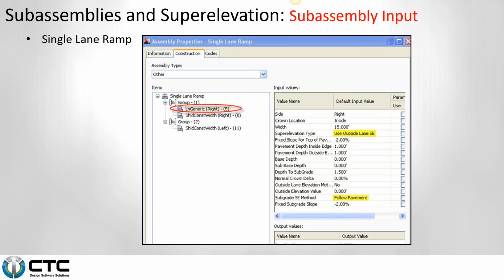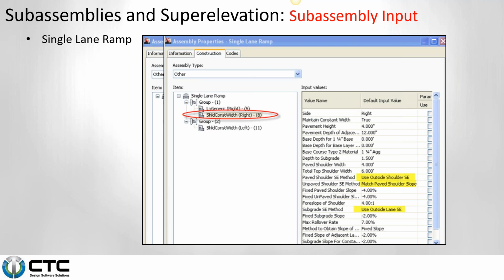What happens if my road is just a single lane ramp or maybe a loop? Well, in my ramp, I got my lane generic right. What I want to do is in its properties, I want to use the superelevation type, use outside lane superelevation. And then subgrade superelevation method, follow pavement. Pretty straightforward on a single lane for the lane. The shoulder for that single lane, paved shoulder, use outside shoulder.